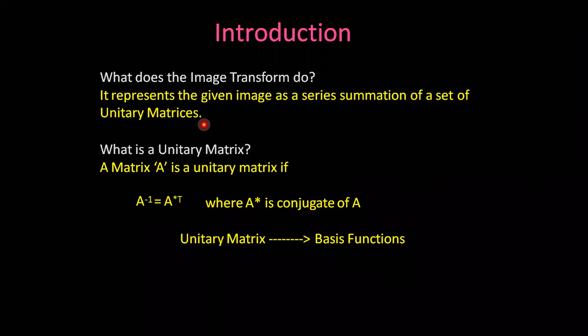So what does unitary matrix mean? If you see here, a matrix A is a unitary matrix if its inverse is equal to the transpose, which means we can also go for the conjugate of A. The star indicates that A star is the conjugate of A. Right? Now we'll see some basic unitary matrix functions.